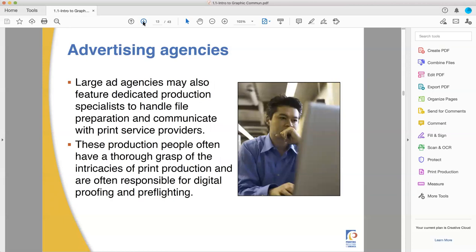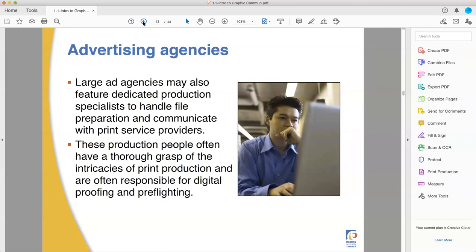Large ad agencies probably already have relationships with large print houses and know each other's requirements well and work quickly with them. A lot of times they'll have people like us, Prepress, can work in an advertising agency to help make sure that the work of the designers in that agency are going to meet spec when they go out to press. So working in Prepress doesn't necessarily mean you're working for a print shop.